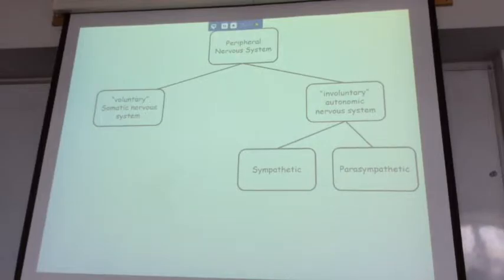You just sort of think, well, stand up. You're not working all the different muscles which are involved in that process. So in a sense, they're involuntary. But they're classed as voluntary because you could switch them off and lay down if you wanted to.